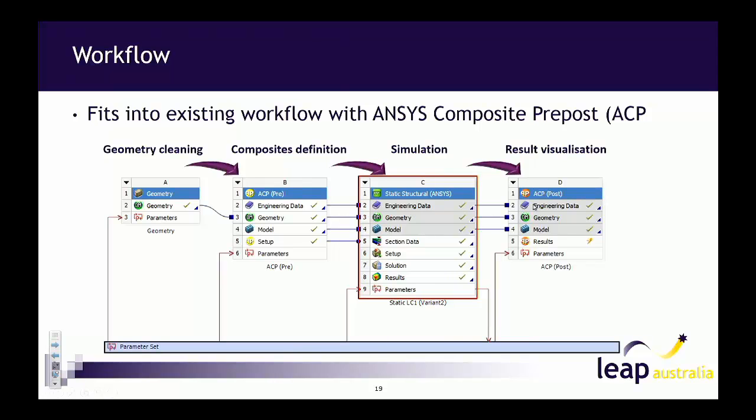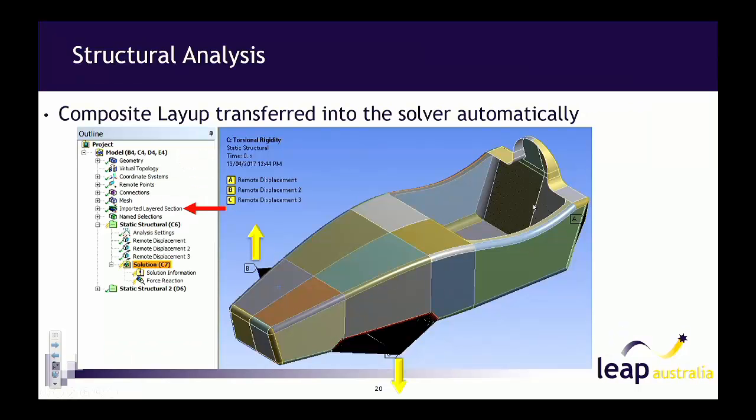So from there, it's quite simple because composite structures can be analysed very, very similarly to other mechanical structures. So we just go straight into our simulation. I'm looking at structural at the moment. You can see that your layered sections, so this is my layup definition, has been brought in automatically. We apply our loads as normal and we solve as normal.